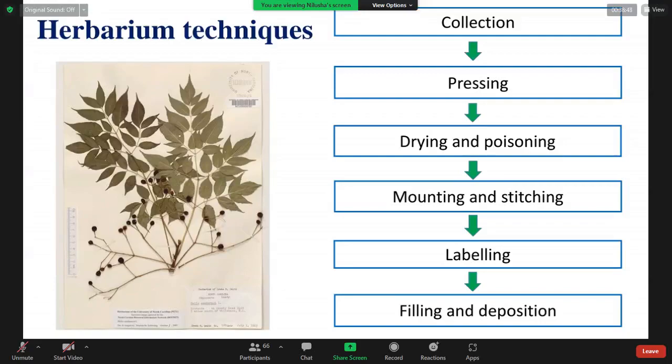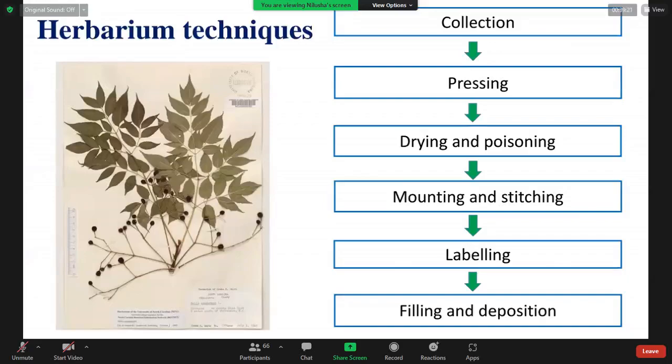The next step is mounting and stitching. That means the fresh and dried samples you have to mount on the herbarium sheet for the preparation of the herbarium. As mounting media, you can use sellotape or gum or something. Next, you have to go to labeling.